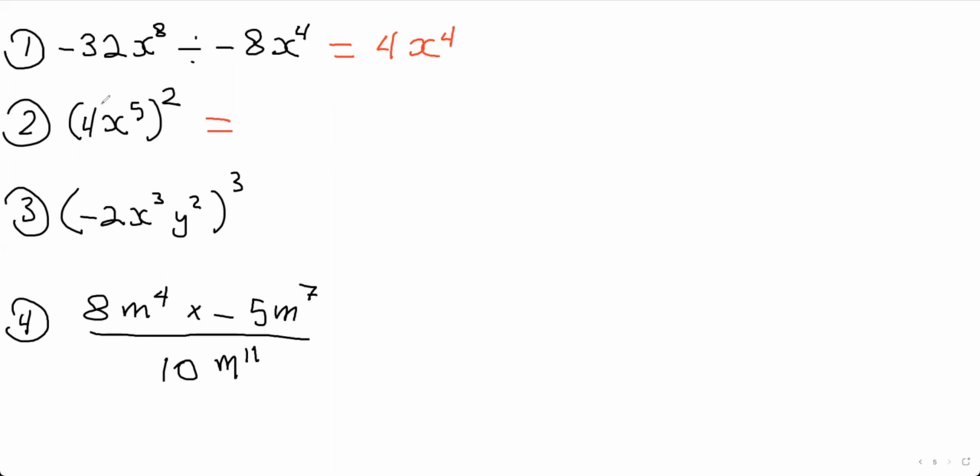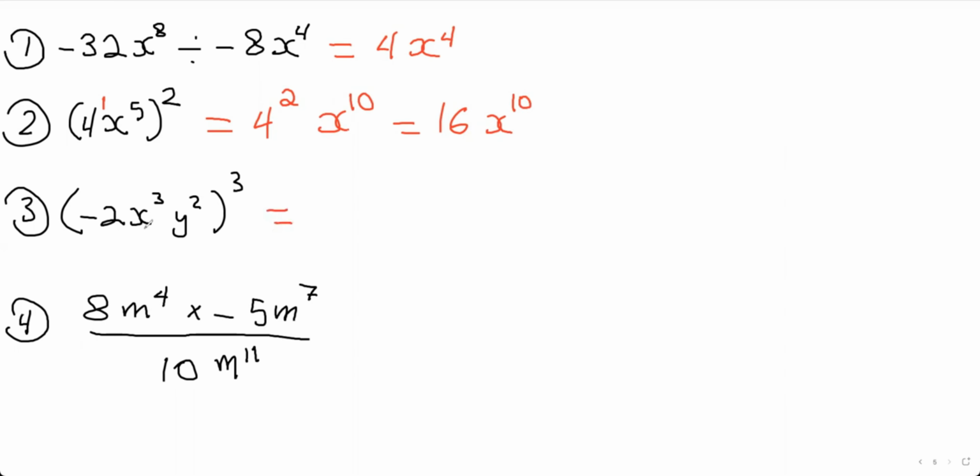Let me just make sure that you understand: this 4 has a 1 on top. Any number that you don't write an exponent on has a 1 on top. And we said when we have an exponent outside of the brackets, we multiply it into the exponents inside the brackets. So this becomes 4 squared, because 2 times 1 is 2. And then 2 times 5 is 10, so 4 squared x to the 10. Then you should simplify the 4 squared to 16 x to the 10.